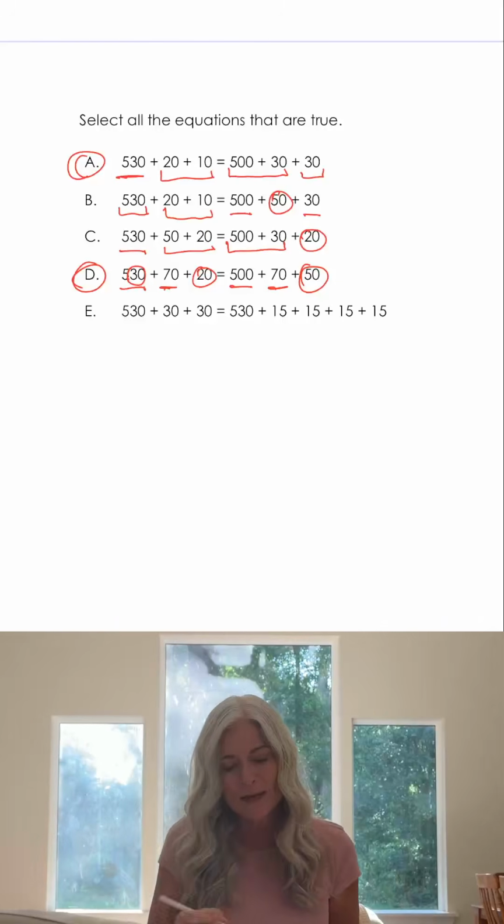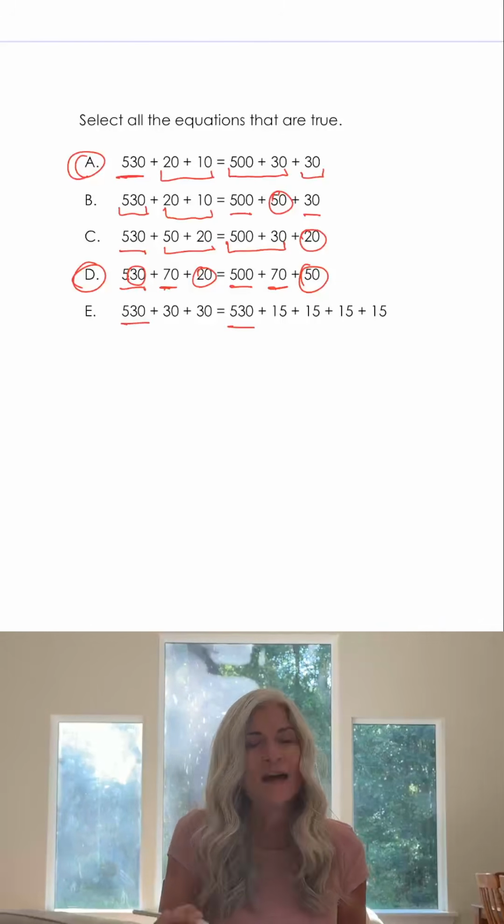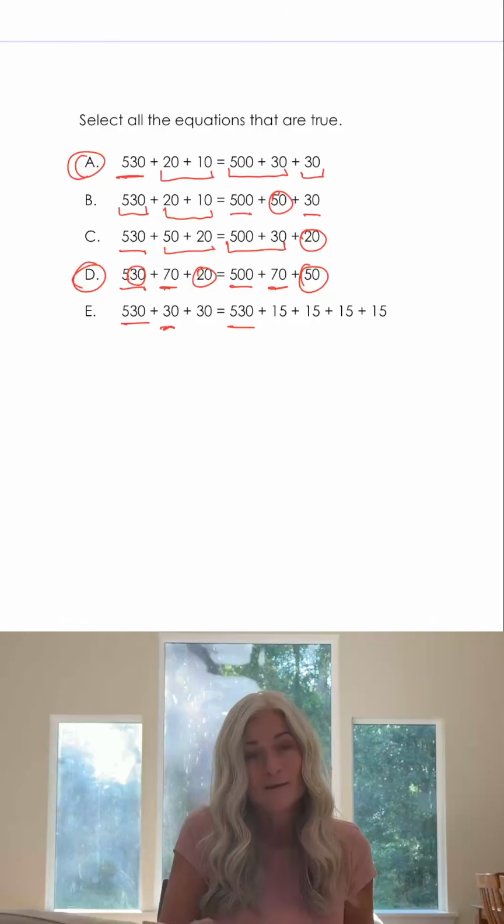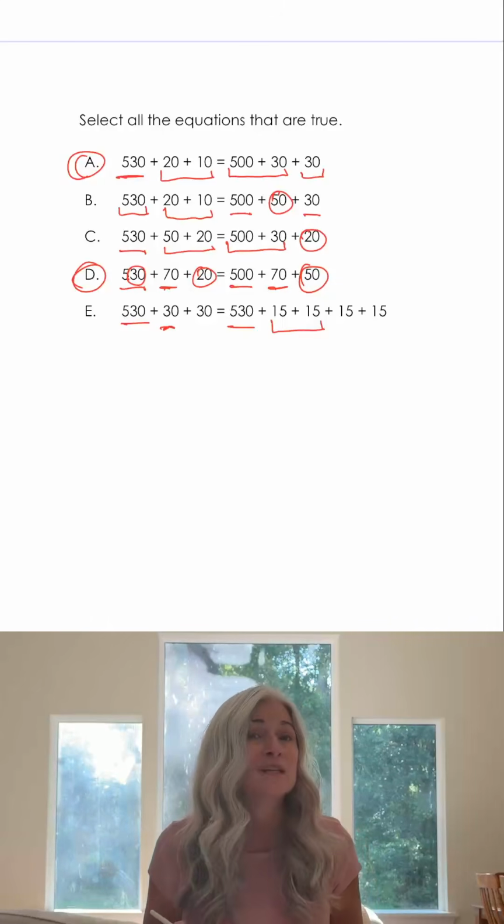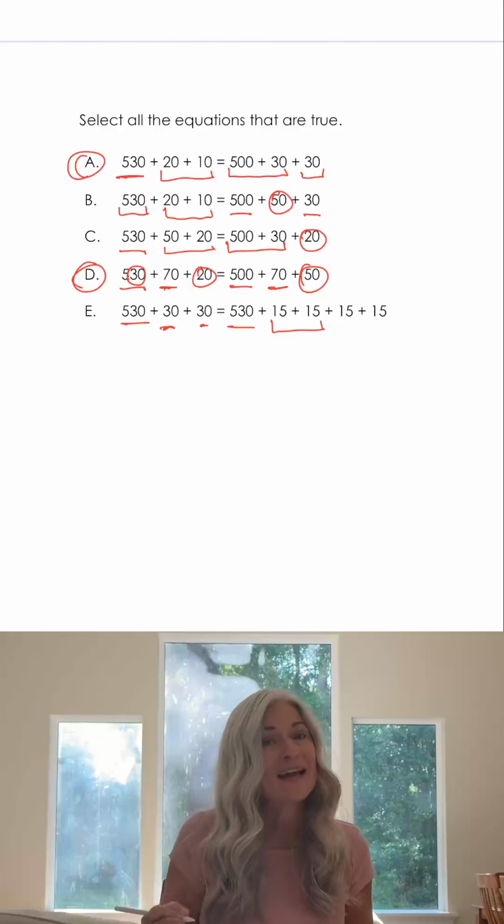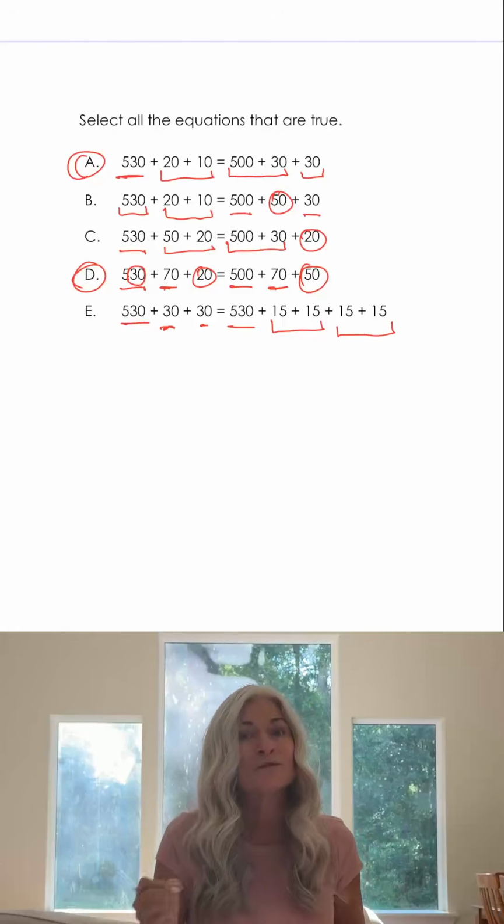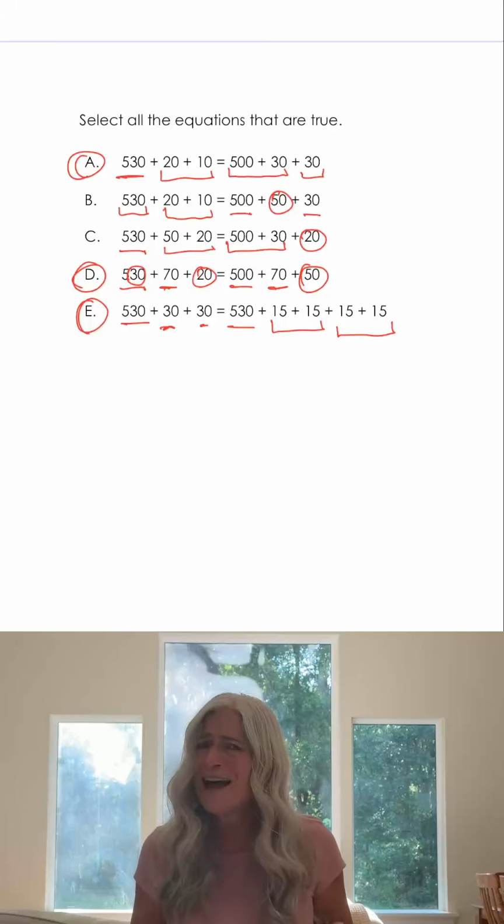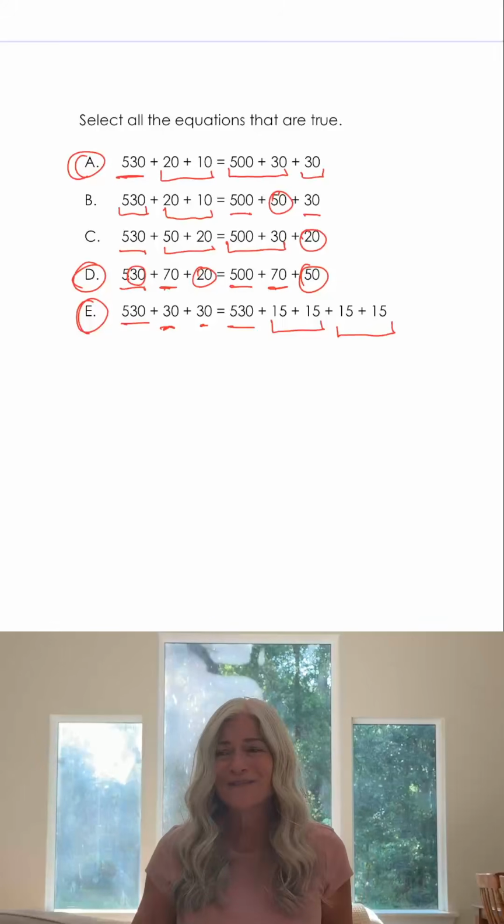Let's look at the last one. I see 530 and 530. That's good. Now look, I have 30. Well, I know that 30 is 15 plus 15. And then I have this 30. That's equal to 15 plus 15. So that is true. So I think that's a lot faster than trying to add all those values up, isn't it?